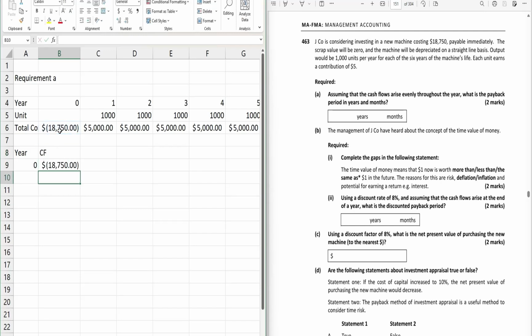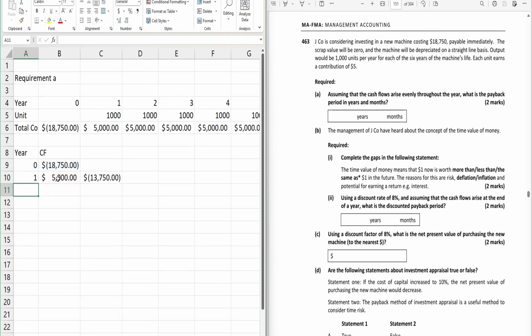Now in year 1, how much cash have you generated? It's 5000, right? So how much money is remaining? As you recover 5000 out of 18,750, how much is still remaining? It's 13,750. Similarly in year 2, again you have earned 5000, and after adjusting this amount, 8,750 is still remaining to be earned.